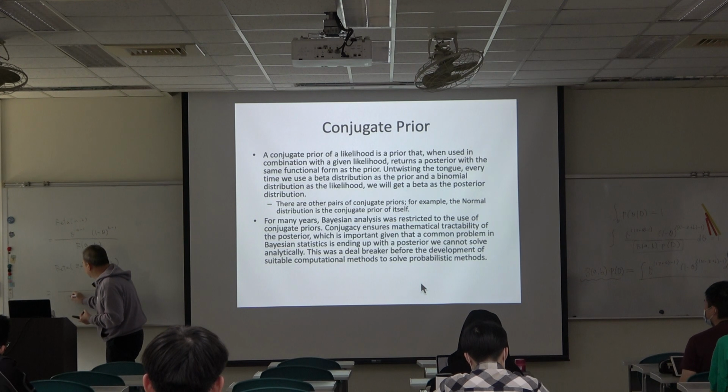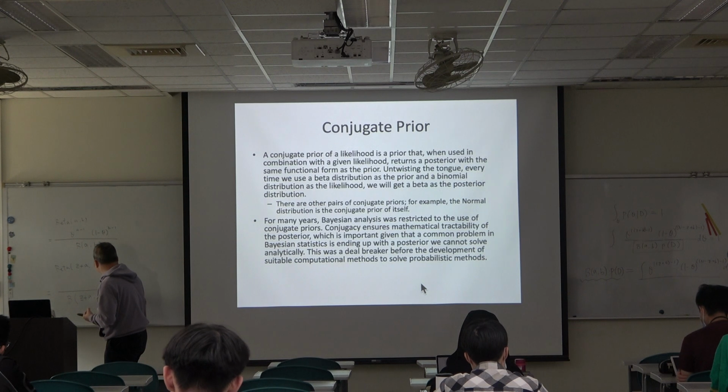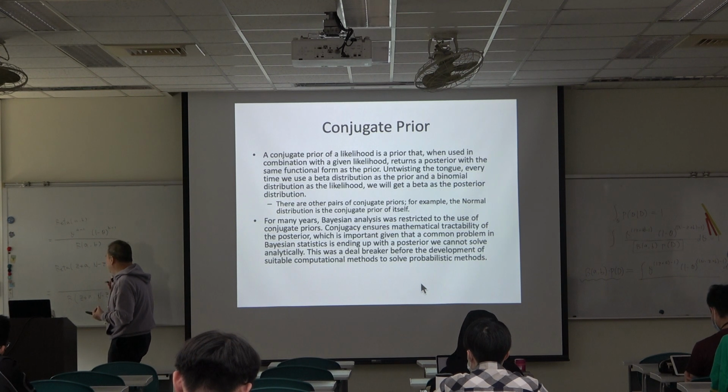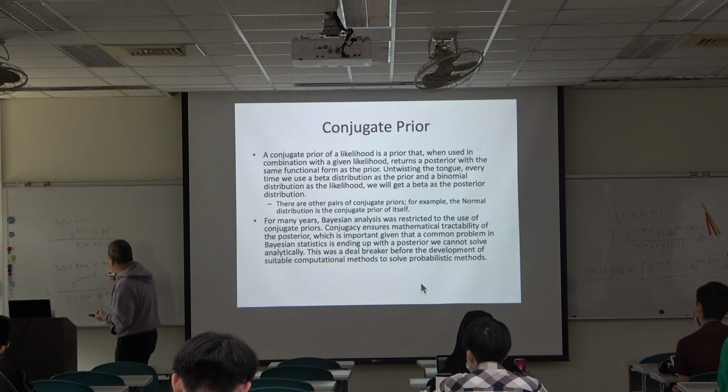The denominator is going to be the beta function, capital B, of Z plus A, N minus Z plus B. Just copy the A and B parameters here. The numerator is going to be theta to the Z plus A minus 1, times 1 minus theta to the N minus Z plus B minus 1, right?